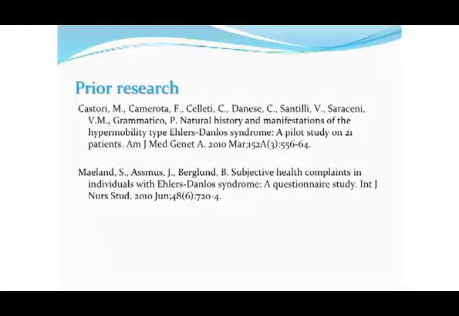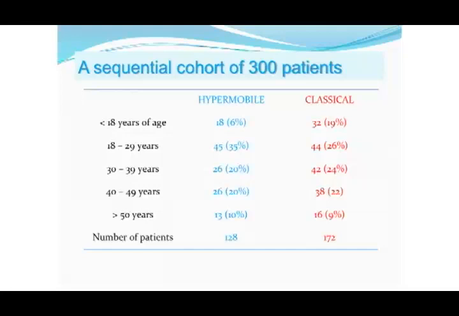And at that time, there were 2 articles in the literature. Since then, there have been a few more. Our sequential cohort included 18 patients with hypermobility who were less than 18 years of age, and 32 patients with the classical type.